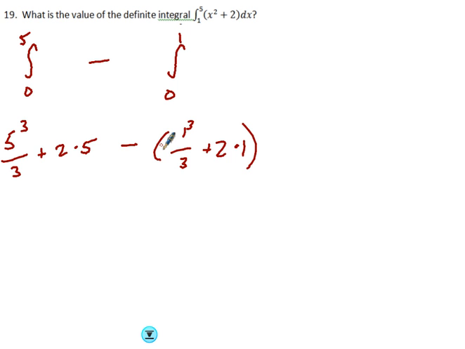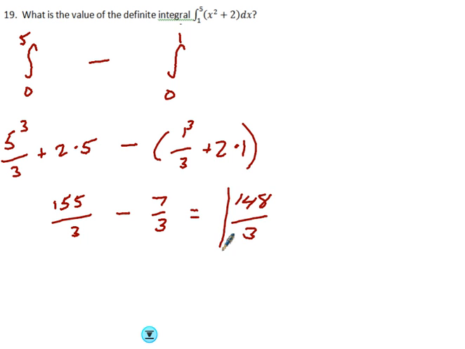So little integration rules, that should be pretty fresh in your mind. You combine this side, 5 cubed over 3 plus 2 times 5, you get 155 over 3 minus, you combine what's inside the parentheses, 1 cubed over 3 plus 2 times 1, that'll be 7/3. And when you take 155 minus 7, you get 148 over 3. So there's your exact value, your definite integral.